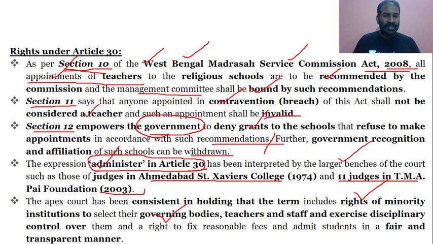So administer means that they can go ahead with selecting the governing bodies, teachers, staff, and they can exercise disciplinary control over them. And they also have the right to fix reasonable fees and admit students in a fair and transparent manner. So the word administer has a lot of meaning in Article 30, which gives solid power to the minority institutions about their recruitment of teachers and staff, and disciplinary control, the fees, the students, but all this has to be in a fair and transparent manner. So this is again very important from a prelims and mains point of view.